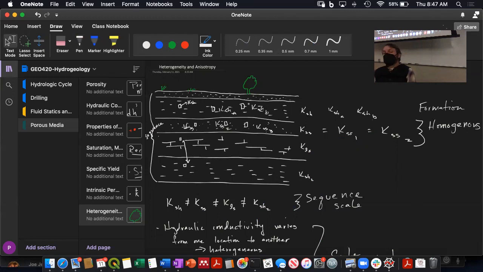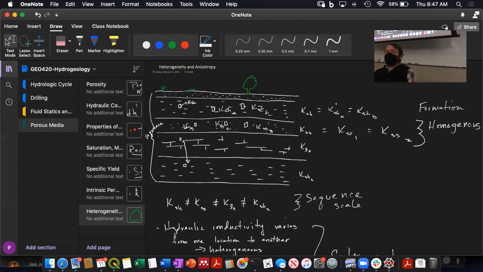Yeah, I would think, so is this homogeneous or heterogeneous? I think you'd have a good argument to say, hey, given this depositional environment, I expect all these hydraulic conductivities to be relatively even, that I'm homogeneous at the formation scale of this shale.